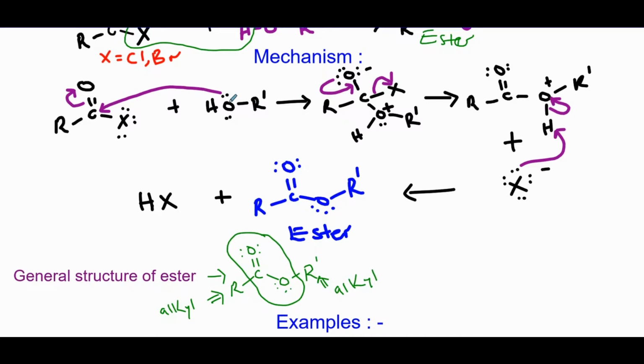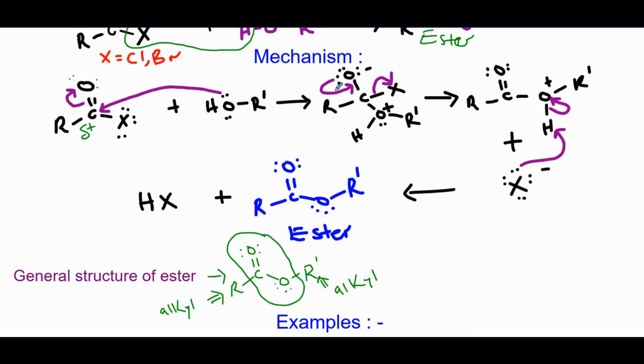First step is the alcohol uses the lone pair on the oxygen to attack the partially positive carbon of the carbonyl of the acyl halide. If this is Cl, it will be acyl chloride. Then the pi bond opens up. You're going to get 3 lone pairs. You know, this oxygen has 2 lone pairs. Once you open it up, a bond has a pair of electrons. You get 3 lone pairs.